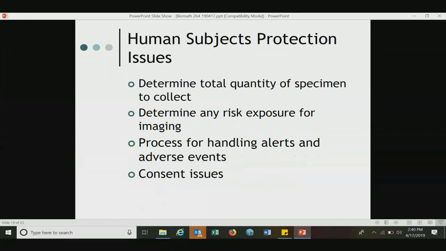And then the human subject stuff: how much specimen are you going to need? What's the risk exposure, particularly for imaging? How are you going to handle alerts or adverse events? And then making sure that people understand what it is that they're doing.